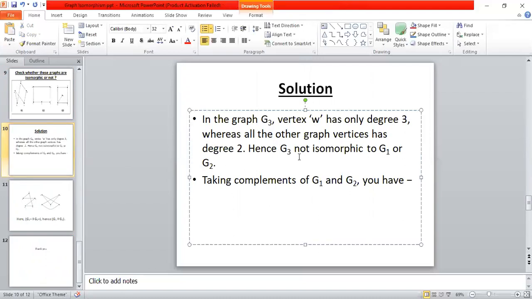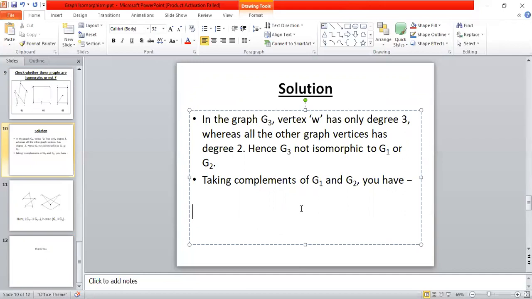Hence, G3 is not isomorphic to G1 or G2. The degree sequences of G1 and G2 are the same, but the degree sequence of G3 is not the same. In G3, vertex W has degree 3, whereas all other vertices have degree 2. Therefore, it is not isomorphic to either G1 or G2.